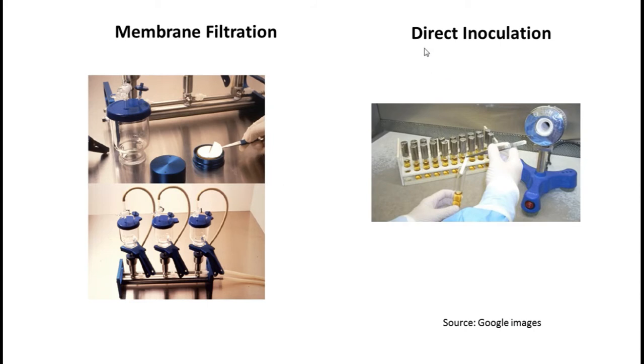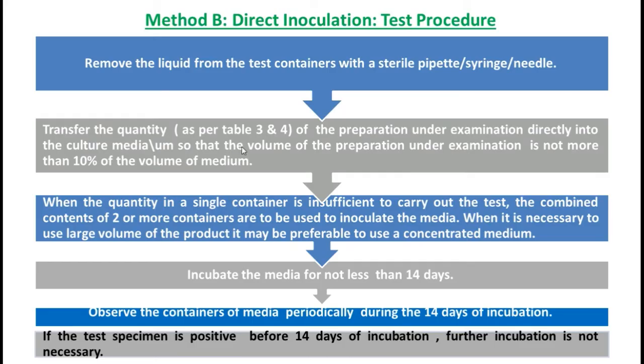Let's see about the other method, Method B, called direct inoculation. For this, the product to be tested is aseptically transferred from its container directly into the culture media. The quantity of the preparation added directly into the culture media should be such a volume that it is not more than 10% of the volume of the medium. For example, if the quantity of the product involved is 10 ml, then it should be mixed with 90 ml of the culture medium so that it does not exceed 10% of the volume of the medium.